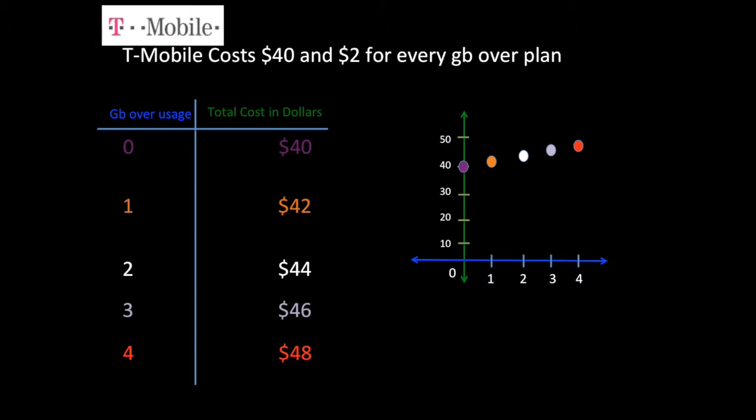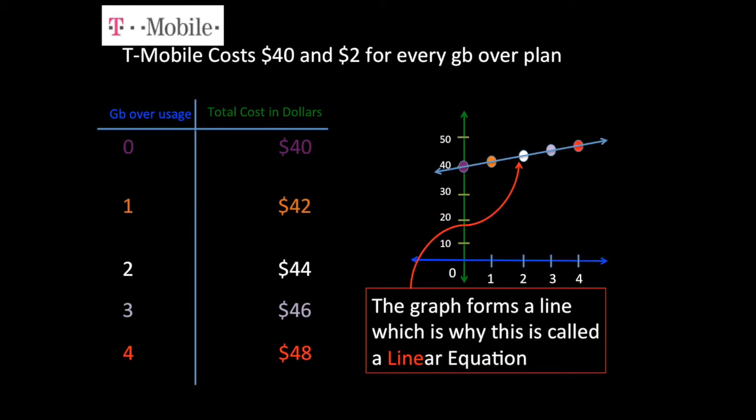Alright, and again we keep going with the other couple points. We can see these points form a what? Alright, it forms a line. And this is why we call these functions linear. We call these functions linear because the points form a line.